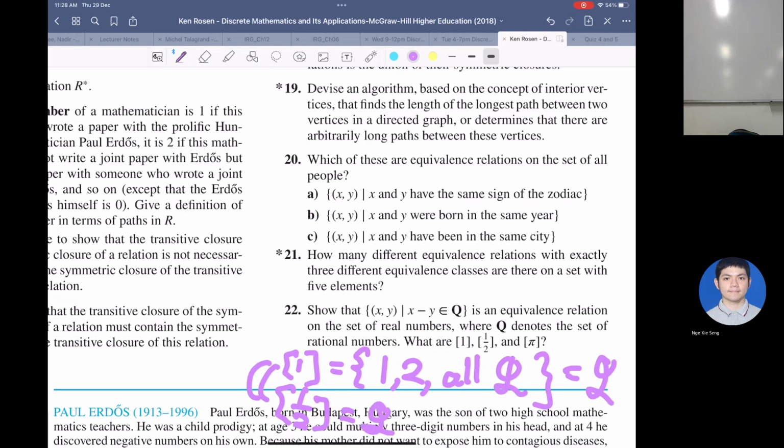But pi is irrational. So what number minus pi is in the rational? Pi is one of them because pi is the representative, right? Pi minus pi is 0. Who else?